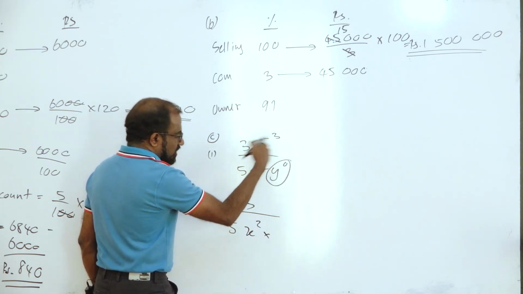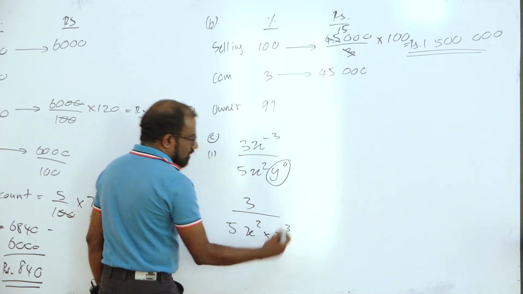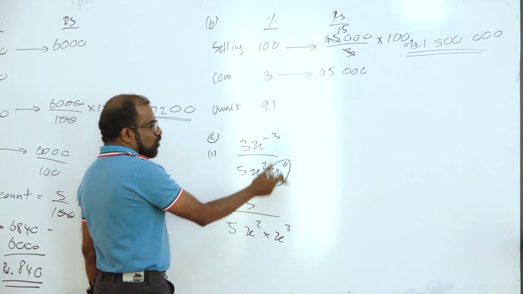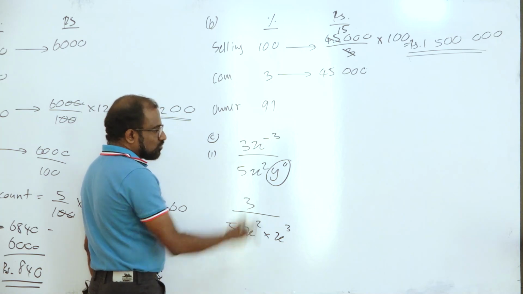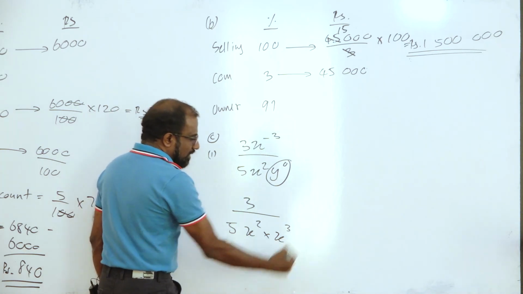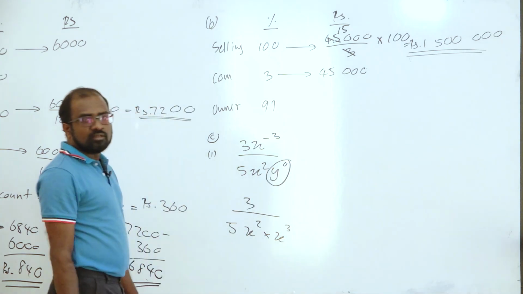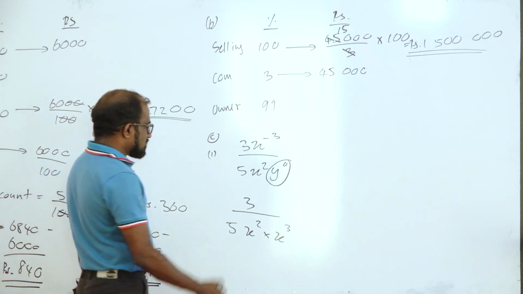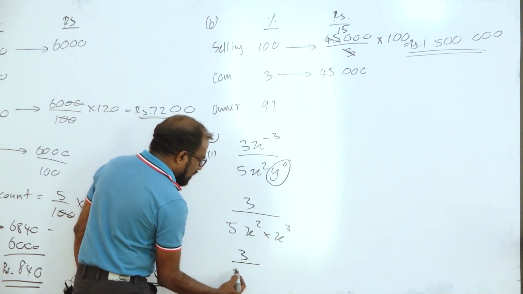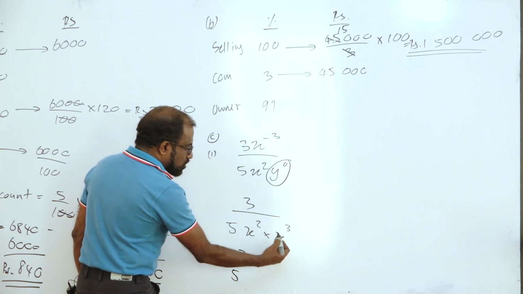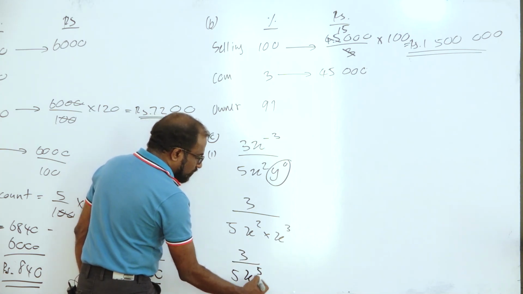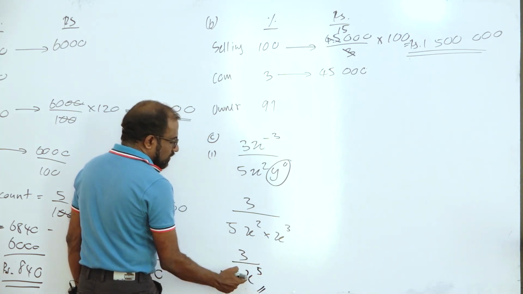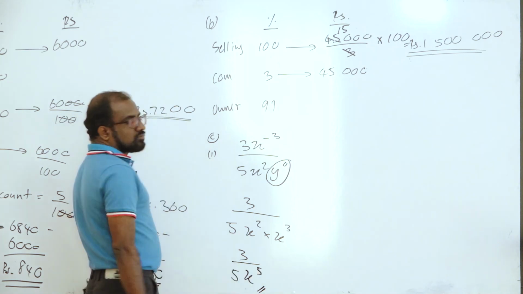x to the power minus 3 comes down as x to the power plus 3. How does y to the power 0 work out? Here you could write multiply by 1, or there's no need. y to the power 0 is 1. So what is the answer? 3 over 5 x to the power 2 into x to the power 3, that is x to the power 5. 3 over 5 x to the power 5. That's the answer.